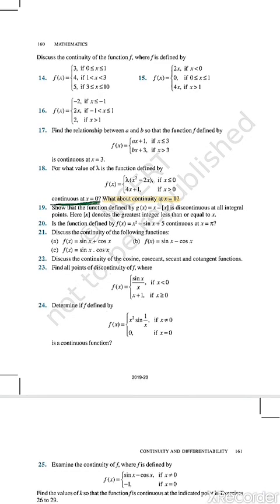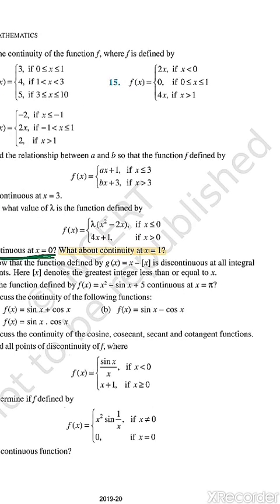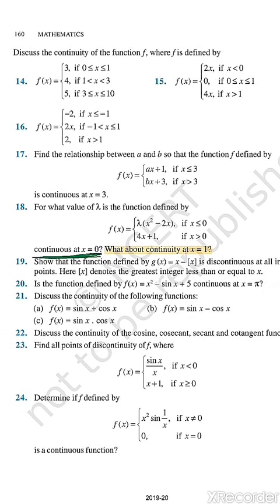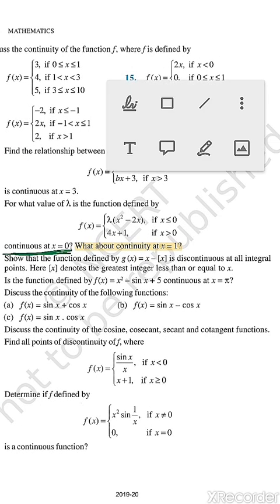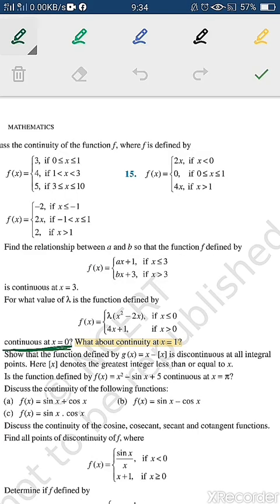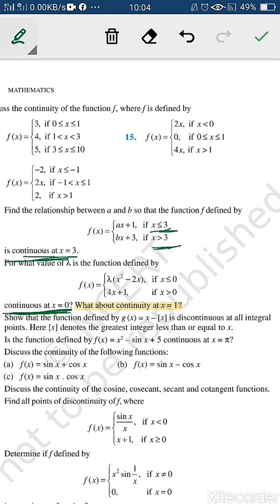Next comes to question number 17. In this question number 17, find the relationship between a and b so that the function defined by f of x is equals to ax plus 1 if x is less than 3, it is equals to bx plus 3 if x is greater than 3. We have to find the relationship between a and b. What is the value of a and b? Here the function is given that it is continuous at x is equals to 3.